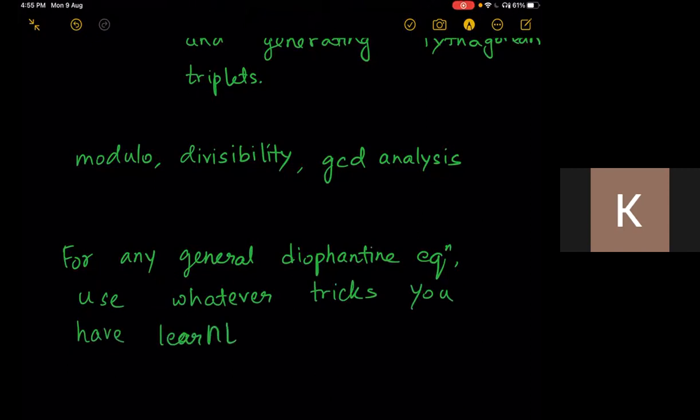There are many direct questions in number theory in PRMO, RMO, IOQM, etc., which you can solve using modular arithmetic or divisibility. But there are a lot of Diophantine equations, and to solve them you have to know modular arithmetic and divisibility. So these things also help you in solving Diophantine equations. So use whatever you have learned in the first part of these lectures to solve these Diophantine equations.